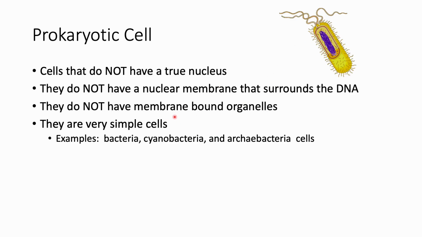Prokaryotic cells do not have membrane-bound organelles. So the organelles, the parts inside the cell, do not have a membrane around them. And then prokaryotic cells, these are simple cells. Examples are bacteria, cyanobacteria, and archaeobacteria.